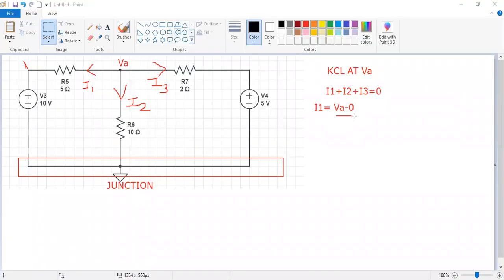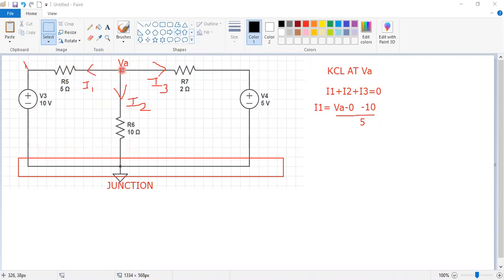So I1 is given as VA minus 0, and one more, minus 10, so it is (VA minus 10) by R. What is R here? R will be 5. Very simple. How did this formula come? I1 is given as the difference of potentials here, VA minus 0. But we have one source here, plus to minus. As current is coming from plus to minus, (VA minus 10) by 5. That is I1.